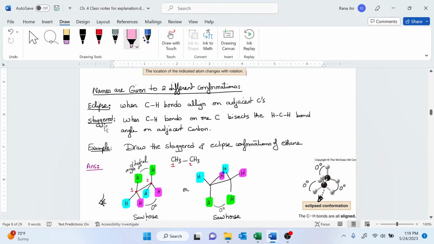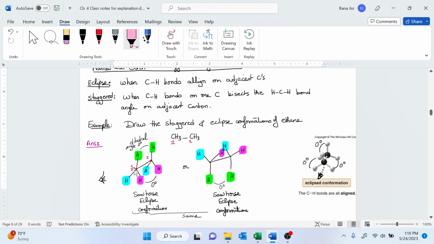To represent the eclipsed and the staggered, you represent them by lines, and this is the molecular model for them. The definition for the eclipsed is whenever all the bonds align, meaning that if you're viewing the molecule from the side, you're not going to see the carbon at the back because all the bonds align, and the angle between those bonds, which we call the dihedral angle, is 0 degrees.